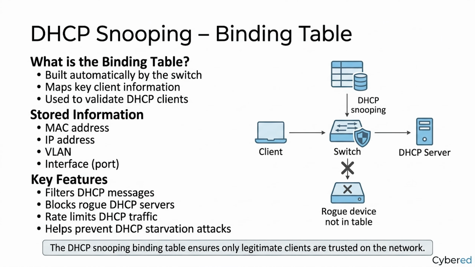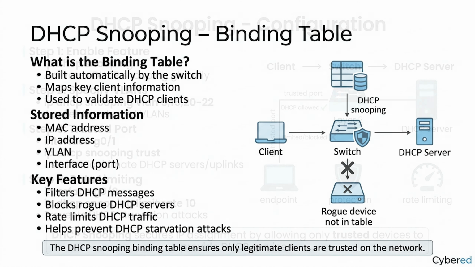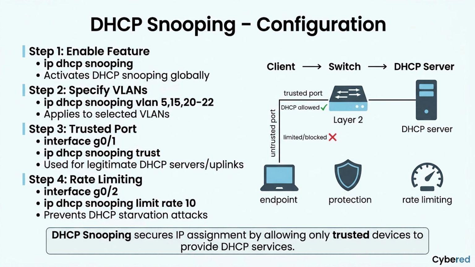DHCP Snooping binding table. When enabled, the switch builds a binding table that maps MAC address, IP address, VLAN, and interface. This helps validate legitimate clients and detect spoofing. Key features: filters DHCP messages, blocks rogue DHCP servers, and rate limits DHCP traffic. Prevents starvation attacks. The configuration steps: Step 1.